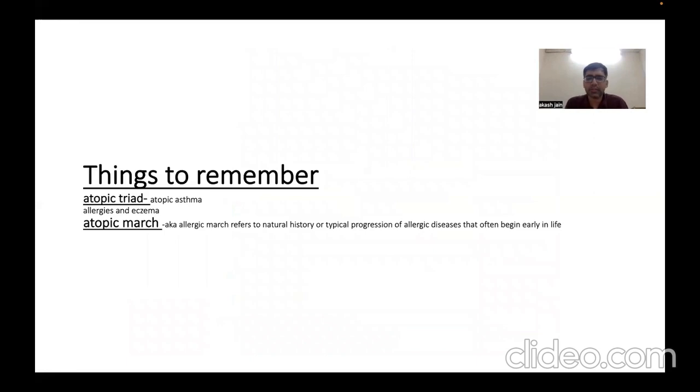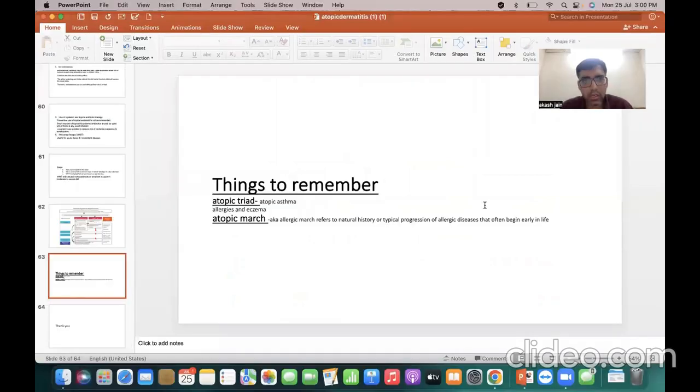So two things to be remembered which were included in the presentation are the atopic triad and atopic march. The atopic triad is atopic eczema, atopic asthma, and atopic allergies. If the patient has all three features, that is atopic asthma, allergy, and atopic eczema or dermatitis, it is known as the atopic triad.